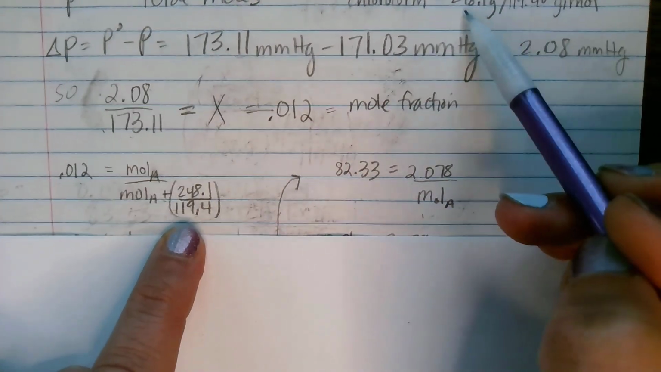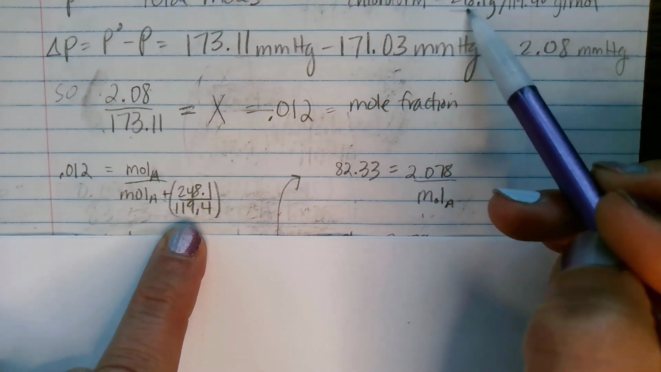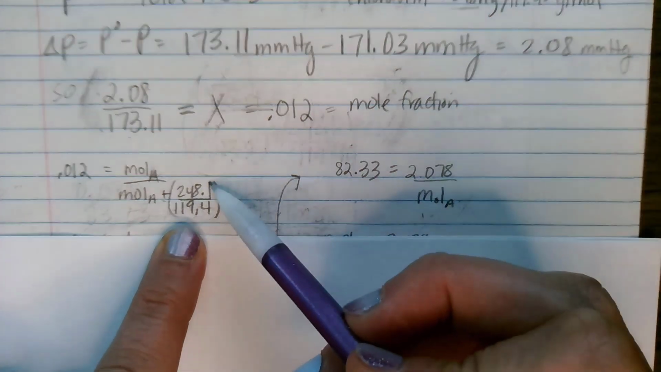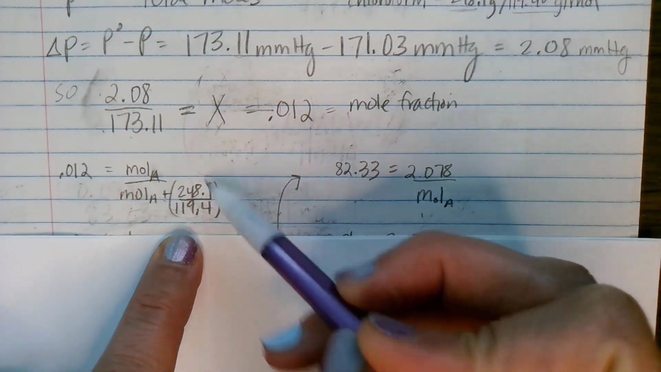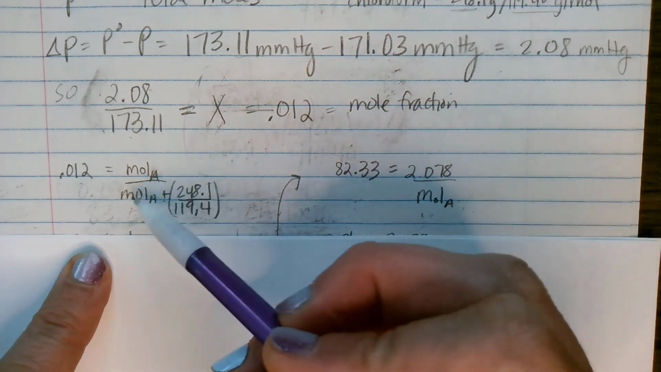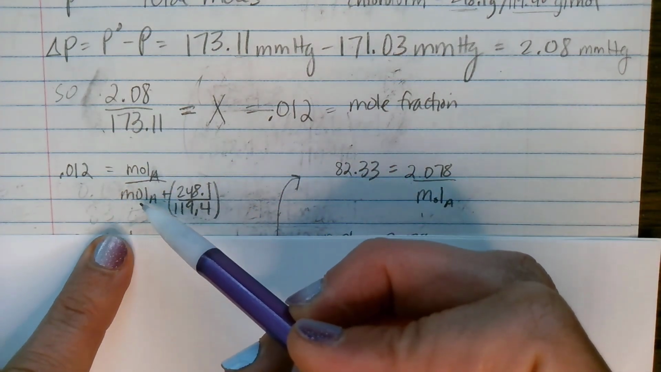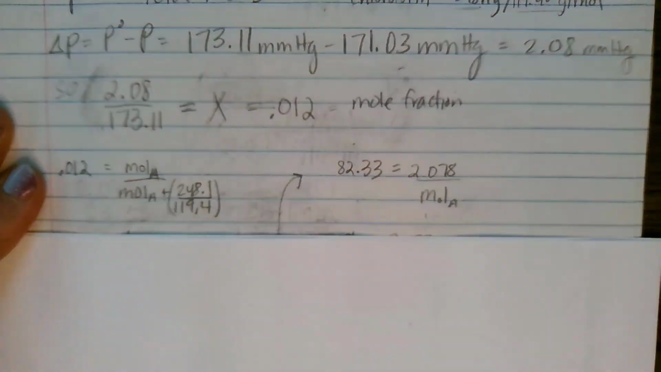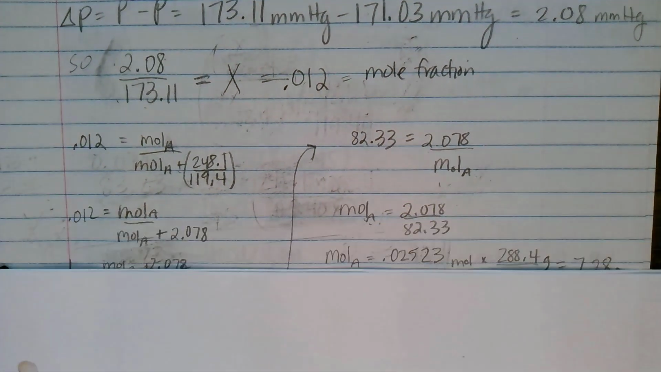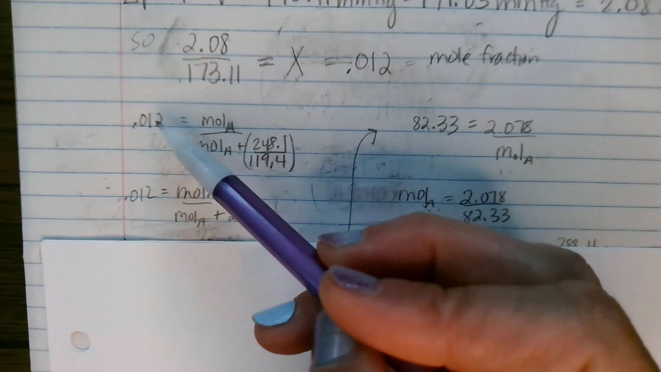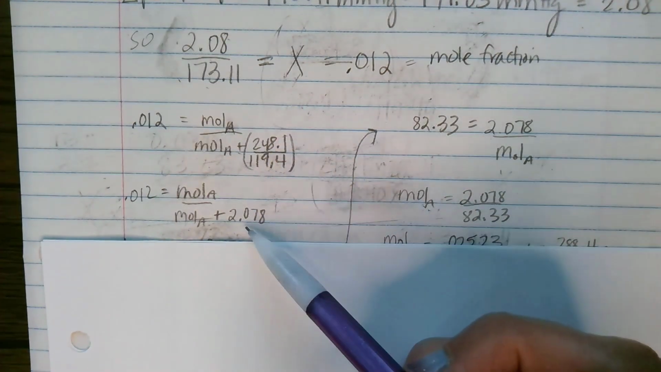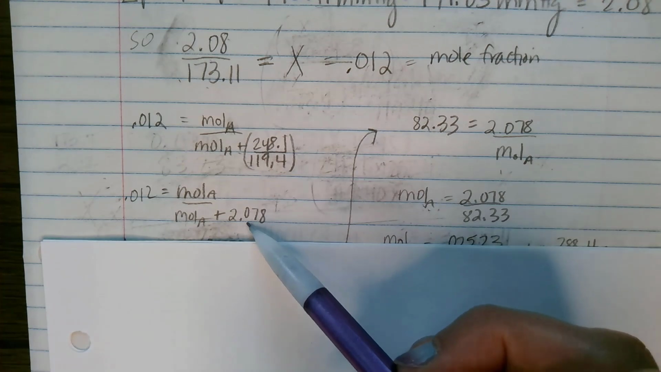Now we were told that it was added to 248.1 grams of chloroform, and we know the molar mass of chloroform, so grams divided by molar mass would give me moles. So this is what we're unsure of, right? Now, I'm going to reduce this, or I guess consolidate. So I'm going to solve for that, which gives me 2.078.